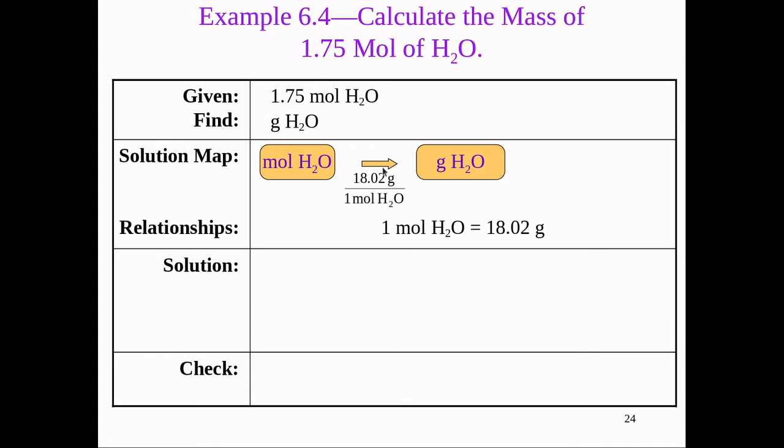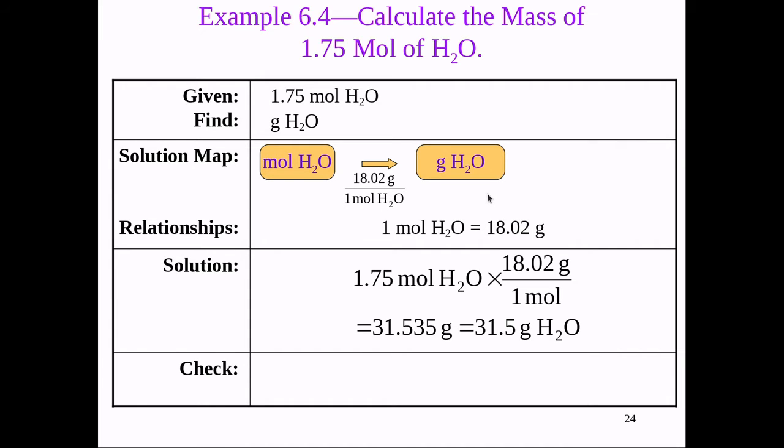We can convert that statement over to a conversion factor. Once again, I keep mentioning it because it's important: we're going to make sure that we put the grams in the numerator and the moles in the denominator, because we want to cancel those. We want our final answer in grams. We plug it in, and the math works out just the same as it did for elements. 1.75 moles of water times 18 grams for every 1 mole. We'll cancel those moles, and we'll round to the appropriate number of sig figs.